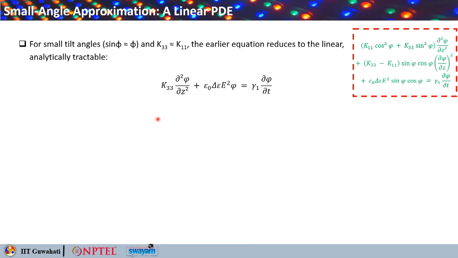So how do you do that? Let us see the small angle approximation here. For small tilt angle, you can consider sin phi equals phi, and your k33 equivalent to k11. That basically simplifies your previous equation, which can now be simplified to this particular form, which is pretty much linear and analytically tractable.